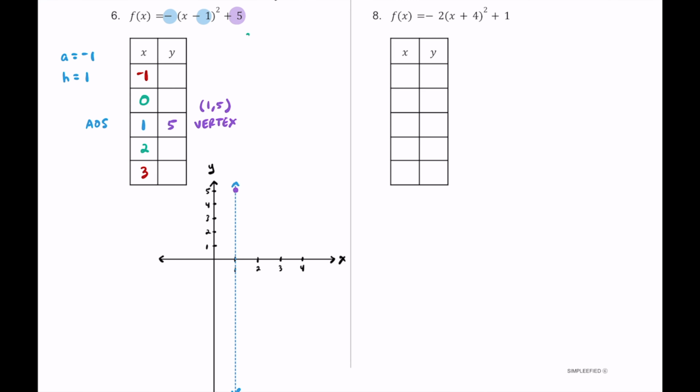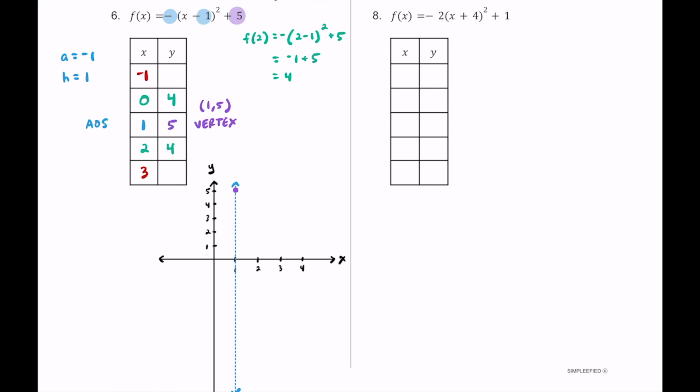So let's go ahead and plug this in. This is going to be f of 2, and that's going to be negative, or the opposite of, let's see, 2 minus 1 squared plus 5. 2 minus 1 is going to be 1, 1 squared is 1, times negative 1, so it's going to be negative 1 plus 5, and that's going to equal positive 4. So when x is 2, we're going to get y is 4, so when x is 0, we're also going to get that y is going to equal 4.